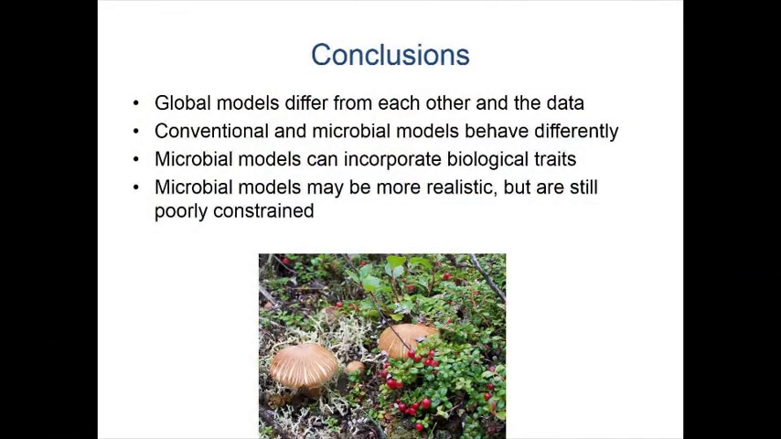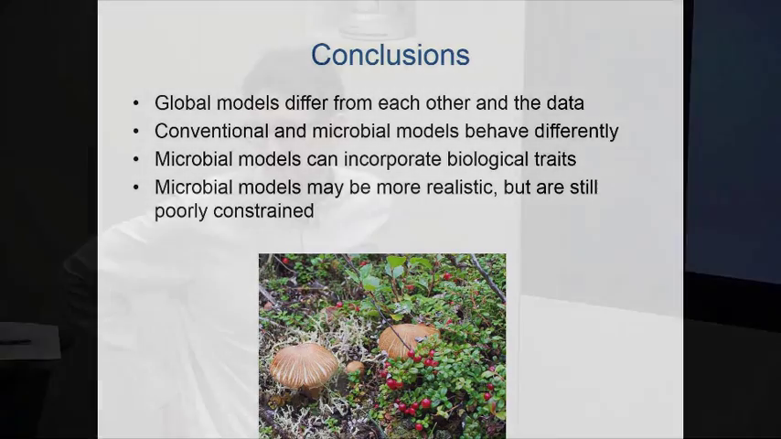I'll wrap up here and leave you with these conclusions, which I think are probably pretty obvious by now: that the global models we're using today are not as good as we'd like, and they differ from each other in the data. And that there are massive differences in the dynamics between conventional models and these newer microbial models we've been developing. I think that's a strength and a weakness, right?